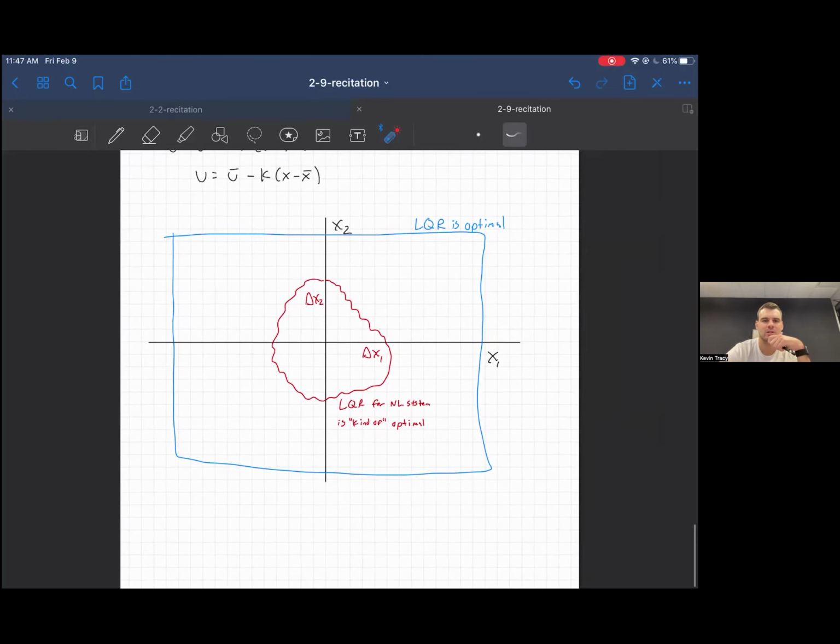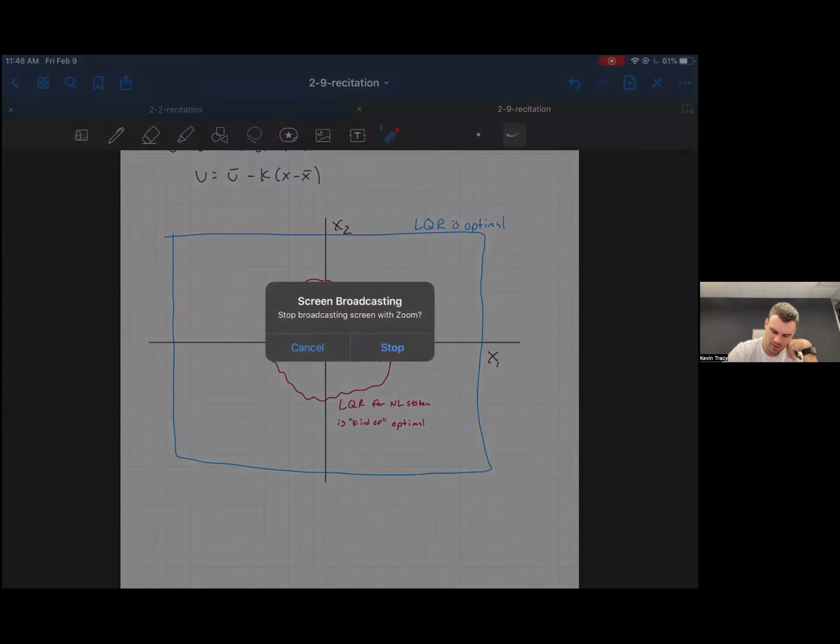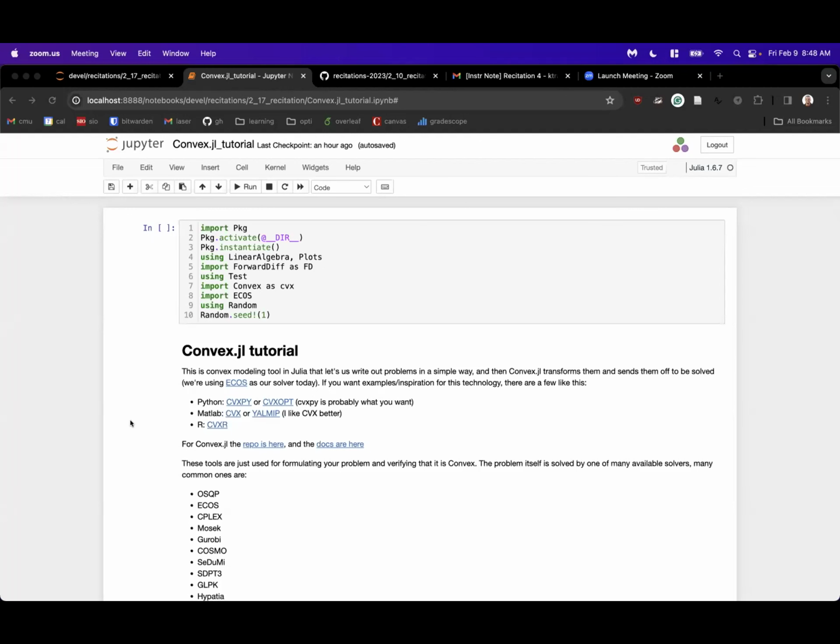So I'm now going to transition to going over some Convex.jl stuff. This is the Julia package that you'll be using for homework 2. Zach will be using a little bit in class, and we'll be using it for the rest of the class and the rest of the homeworks. So I'm going to stop this share. Any questions while I transition? Cool. So now we'll just run through this.